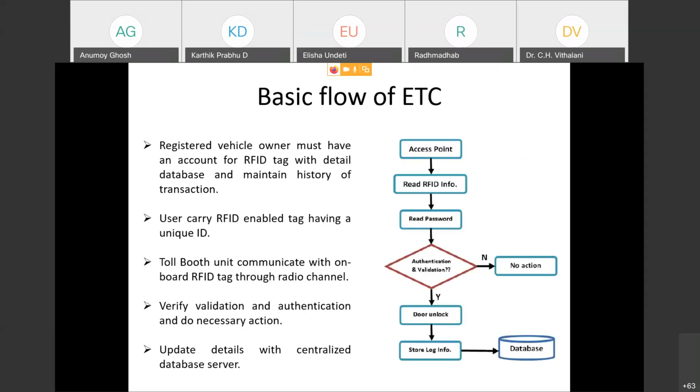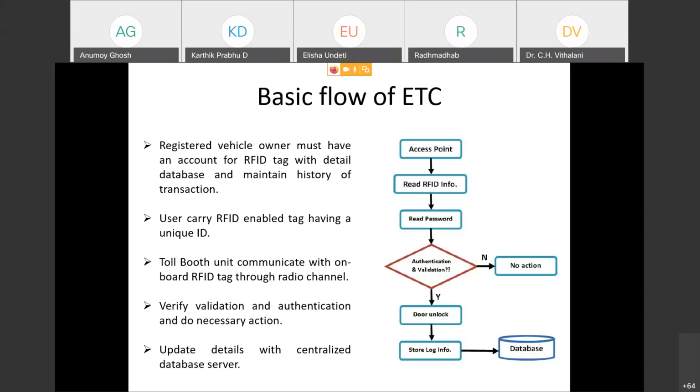Now here comes the electronic traffic control. This is the basic flow of electronic traffic control. The tag which is given to the vehicle owner will have all the information of insurance, registration number and so on, and the bank details. It will be linked to the bank account, and the account can be charged by simple procedures.